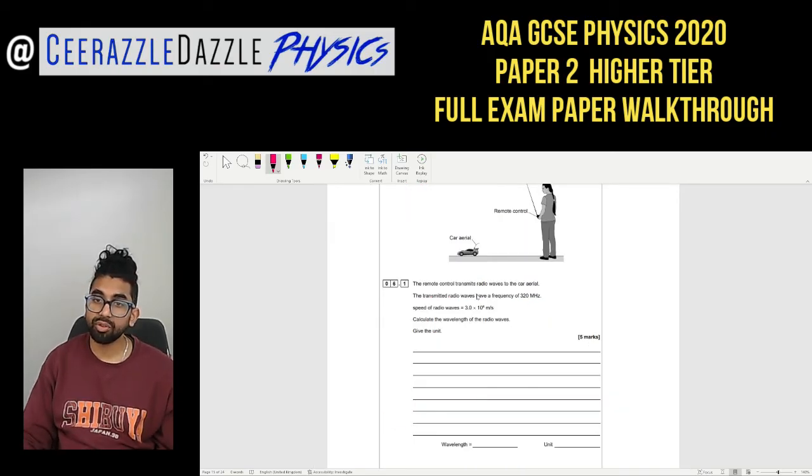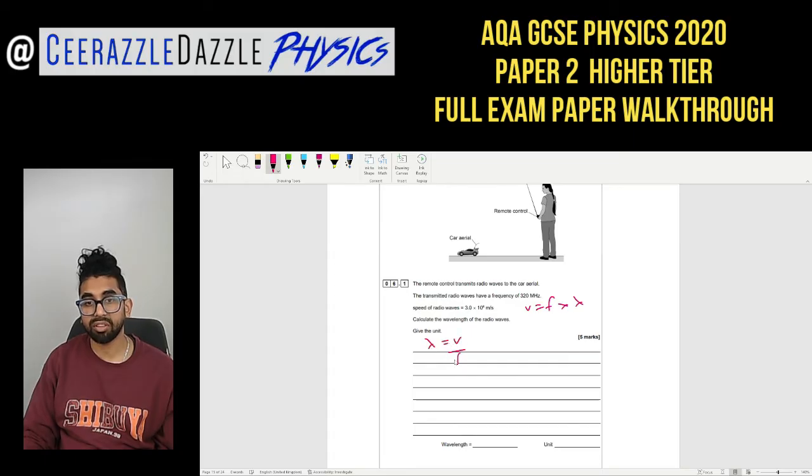6.1. The remote control transmits radio waves to the car aerial. The transmitted radio waves have a frequency of 320 megahertz. The speed is this much over here. Give the wavelength. Right, hopefully you can recognize that. Wave speed is equal to frequency times by the wavelength. You want to work out the wavelength, which is equal to the speed divided by the frequency.